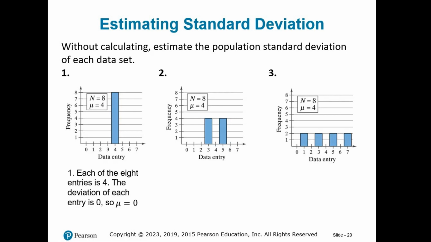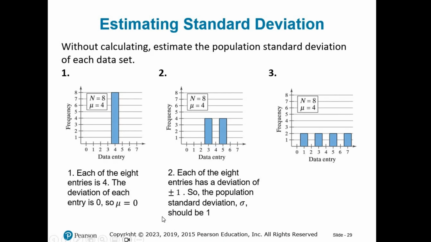Okay, graph number 1 is similar to a graph in a previous example. All 8 data entries are stacked on the same data value, 4, which means there's no deviation. So that means the standard deviation is 0. On graph number 2, the 8 data entries are divided perfectly in half, with 4 of the data entries stacked on the value 3 and 4 of them stacked on the data value 5. This makes the mean of the data set 4, so each group of data entries is exactly 1 unit away from the center. That is, each of the data entries has a deviation of plus or minus 1. So the population standard deviation should be 1.